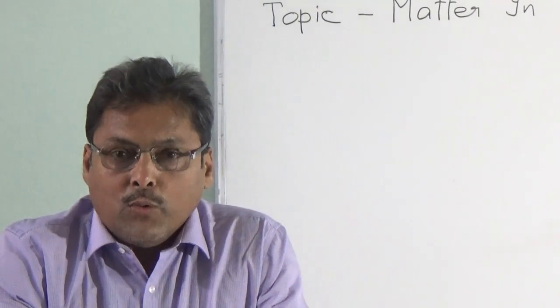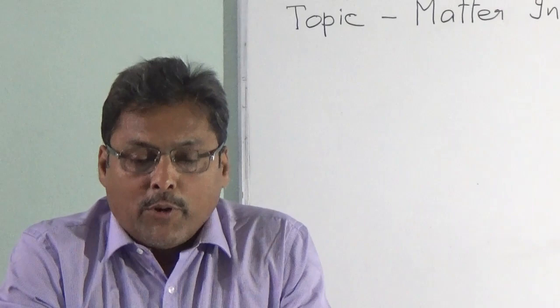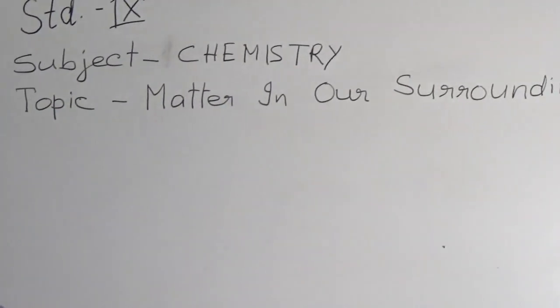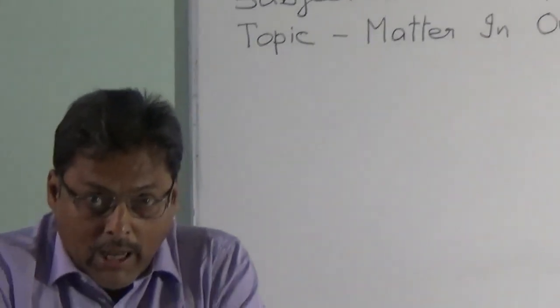Today we are going to read one chapter from your chemistry book. The first chapter, Matter in Our Surroundings. In the beginning, we have to be sure that we know the exact definition of one or two terms, because sometimes we use the two words, matter and substance.